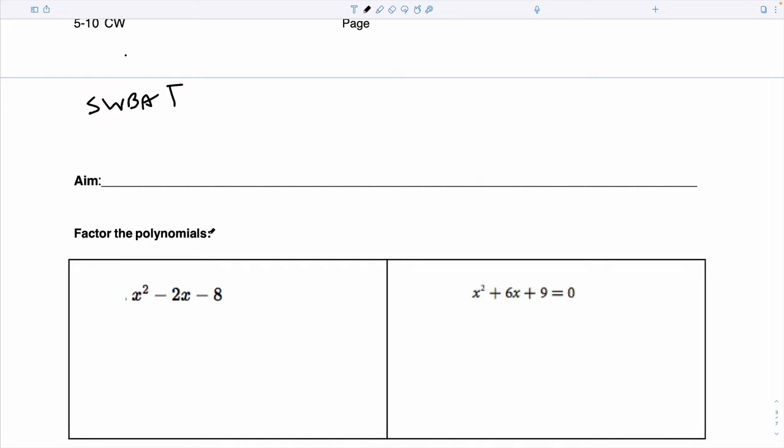Today's aim is to solve quadratic equations by completing the square. If you wrote that, you're going to have the first three words correctly. You're going to solve quadratic equations, and then you're going to do it with the quadratic formula.